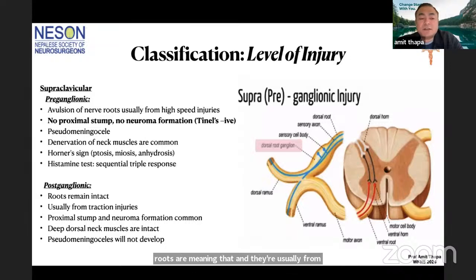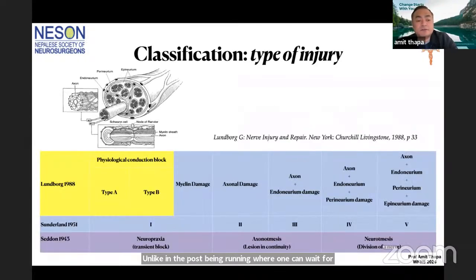Now, how this is different is that in preganglionic injuries, the chance of spontaneous recovery is almost nil. These patients need to be taken up for surgery as soon as possible whenever the diagnosis is made, unlike in postganglionic injuries, where one can wait for self-recovery in other types of injuries.